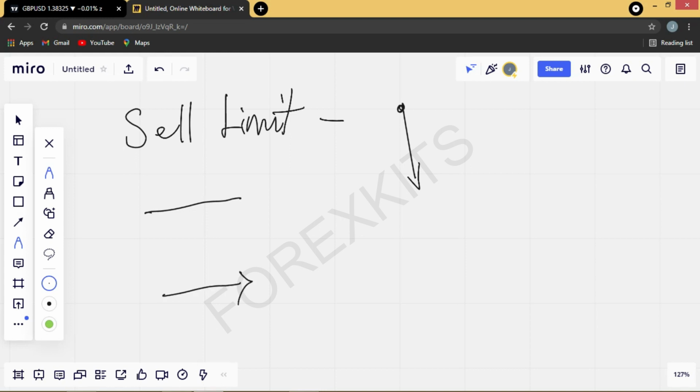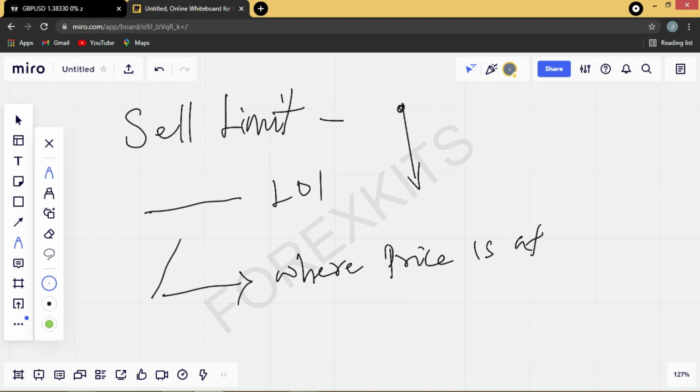So let's say this is where price is at, and this is your level of interest, LOI. You are waiting for price to come back up to this level, and it will automatically trigger you into a trade. Remember that for pending orders, you are not available to take this trade at that point in time. So you are setting an order on your trading platform, which is Meta.